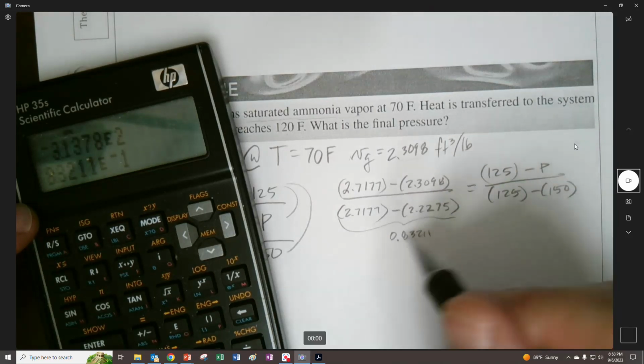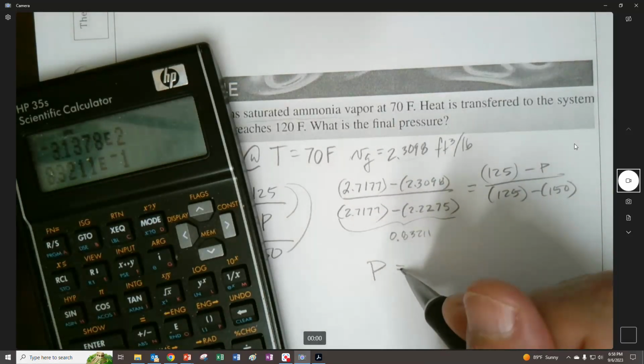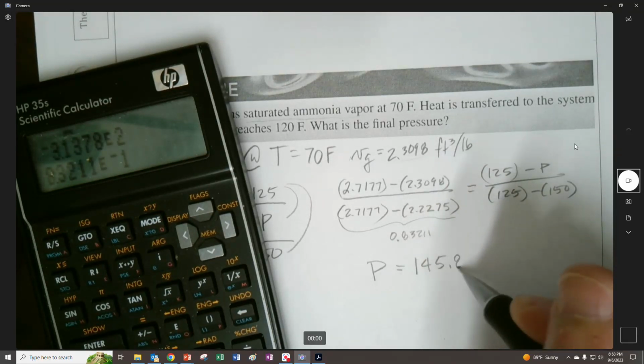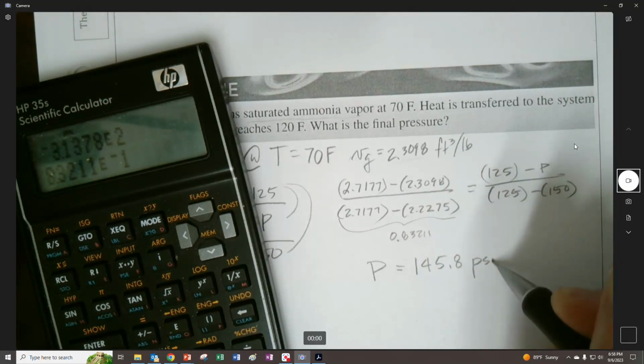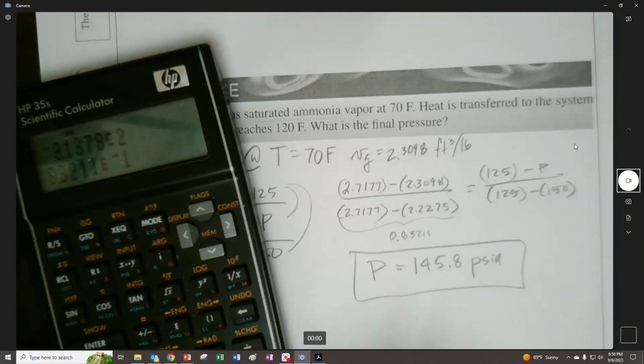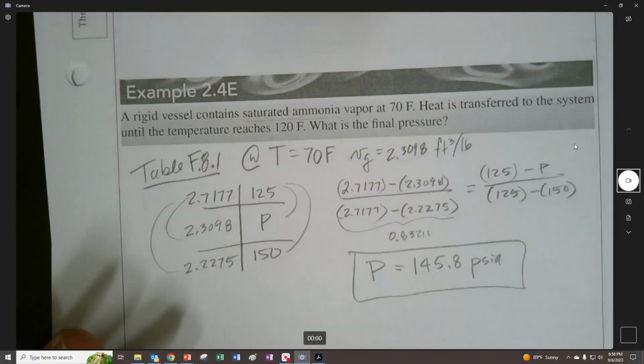So this is like 0.83211 is the percentage that goes in there. But anyway, if you get the pressure from this, it's going to be 145.8. And this is psia. And another example. Gotta get good at this interpolation stuff.